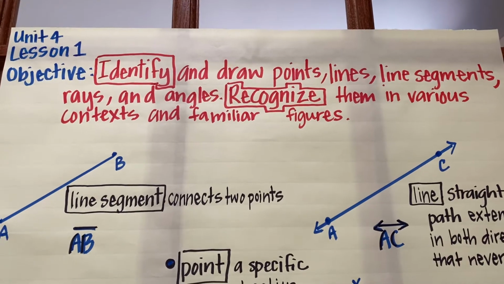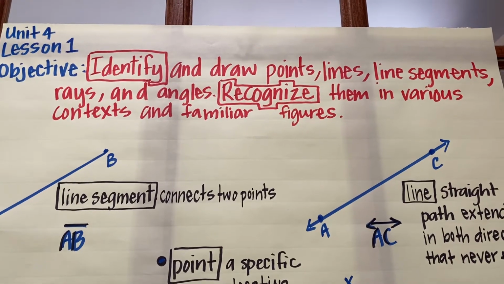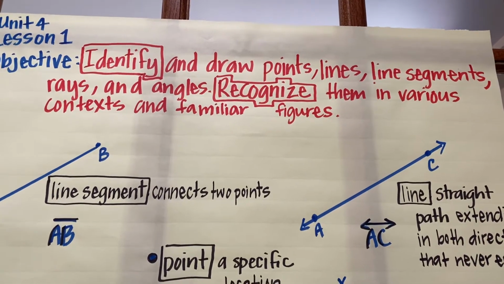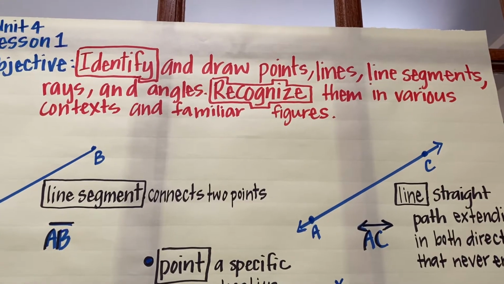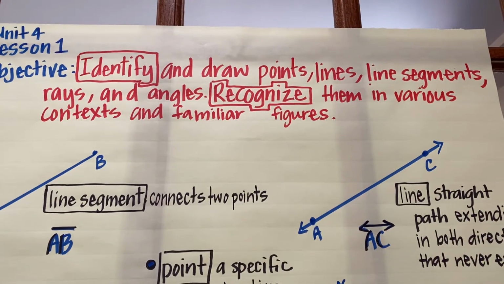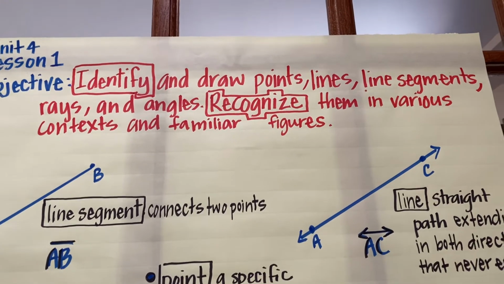This is Unit 4, Lesson 1. Our objective today is going to be identify and draw points, lines, line segments, rays, and angles. We're going to recognize them in various contexts and familiar figures.